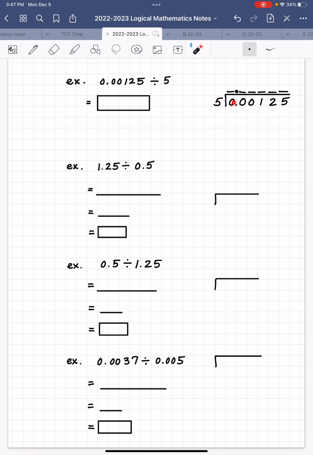How many 5s are there in 0? 0. How many 5s are there in 0? 0. How many 5s are there in 0? 0. How many 5s are there in 1? 0. How many 5s are there in 12? 2. So 2 times 5 is 10. We write the 10 underneath. The last digit of 10 will go underneath this 2 that you put right there. And then we'll do the subtraction. 2 minus 0 is 2. 1 minus 1 is 0, and we're all set.